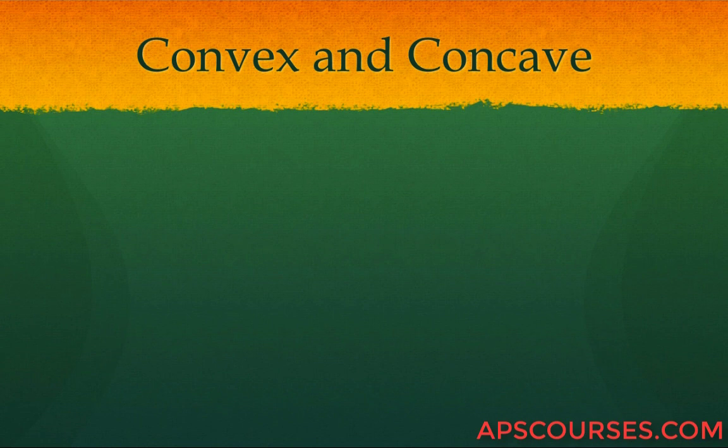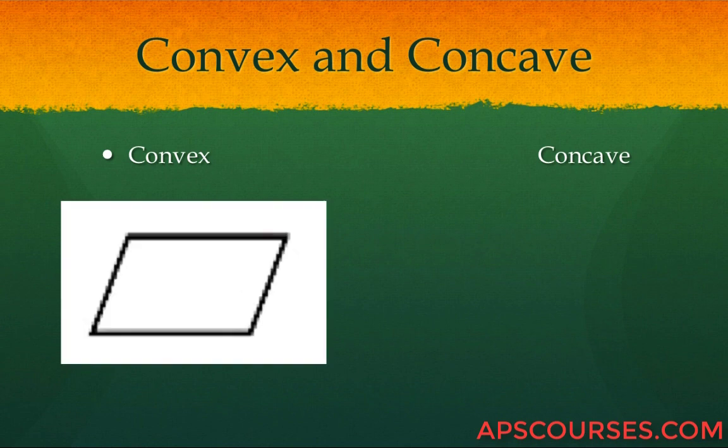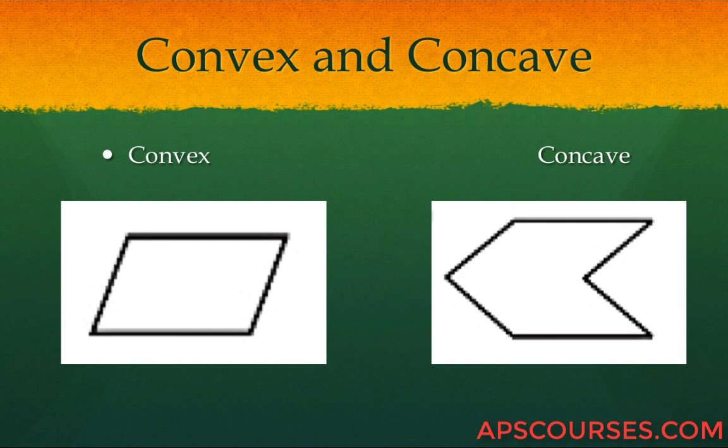Convex and concave. Let's see another figures for convex and concave polygons. This is a convex polygon and this is a concave polygon because this angle is greater than 180 degree.